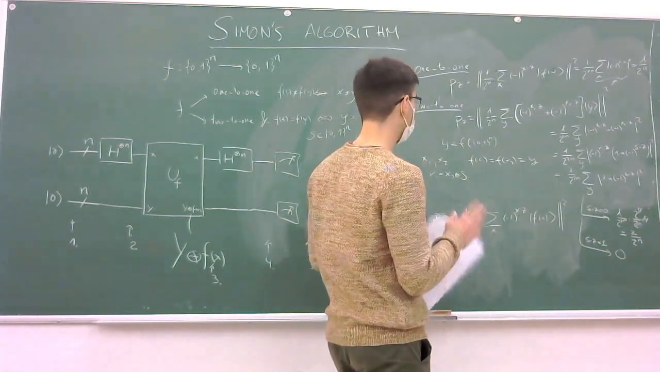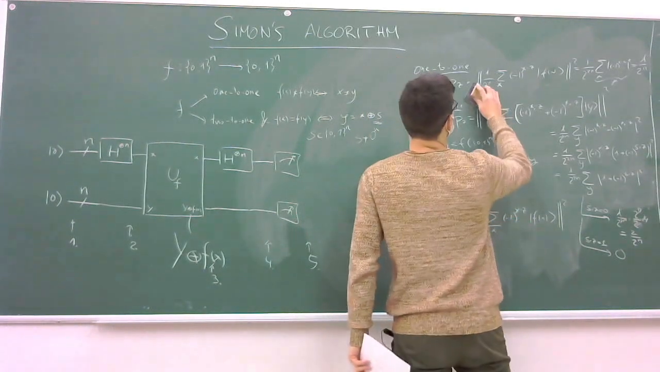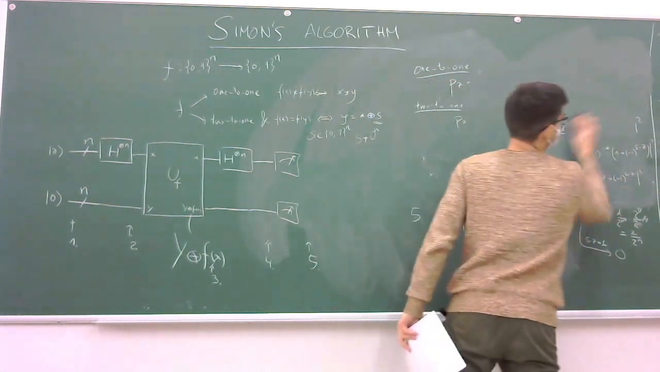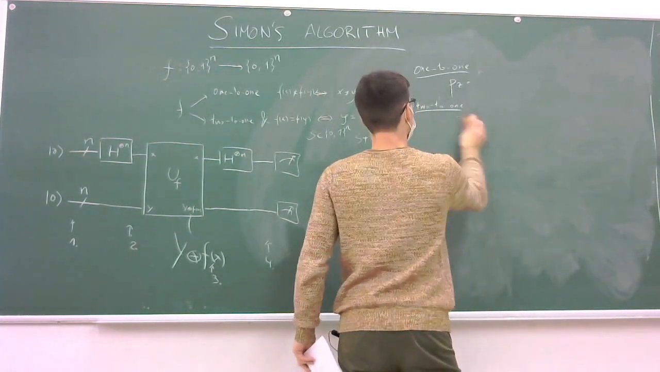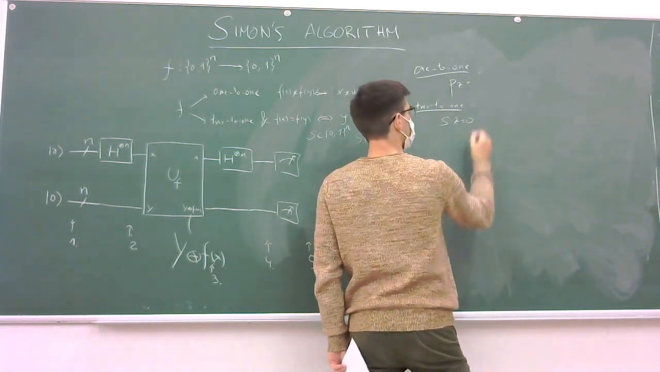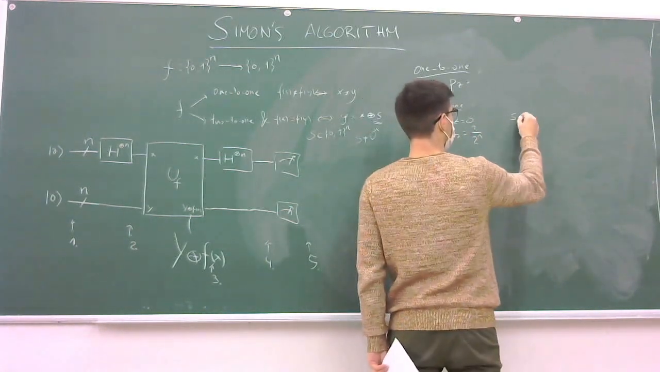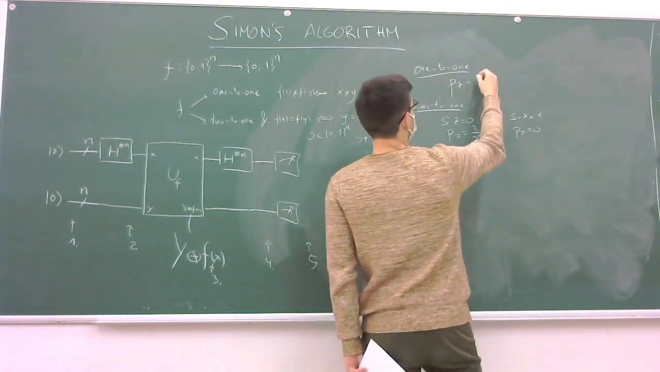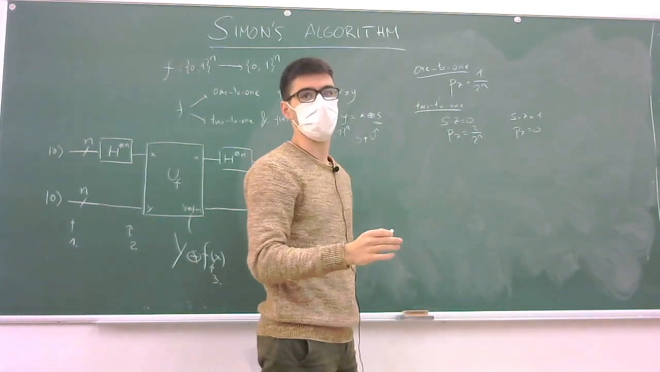Okay, so now we have two possibilities. I will erase all of this. So here what we have is that either if s times set is equal to 0, we have this probability to measure it. If s times set is equal to 1, you won't measure this. And here you get 1 over, yes, for any value, for any set.